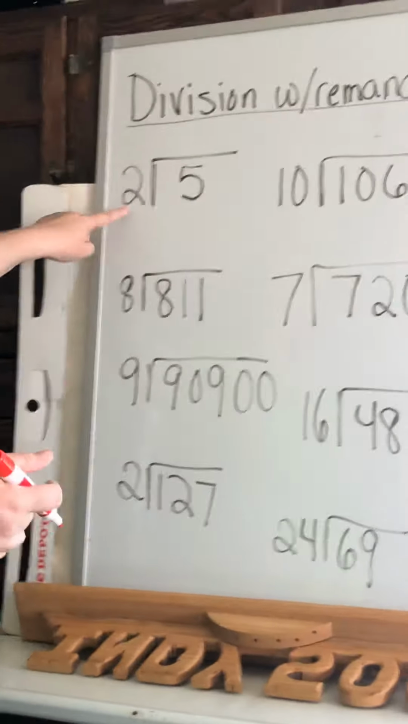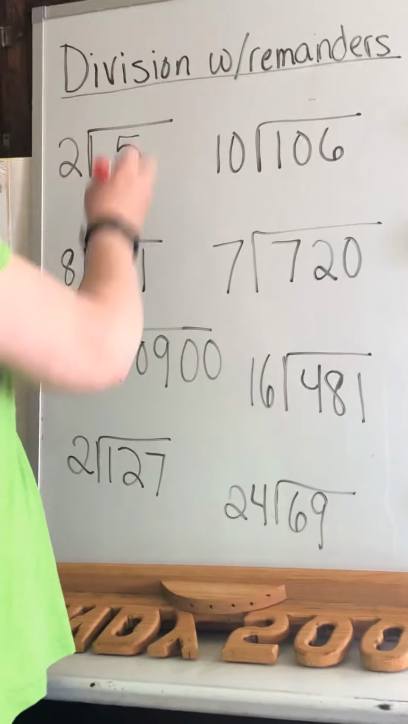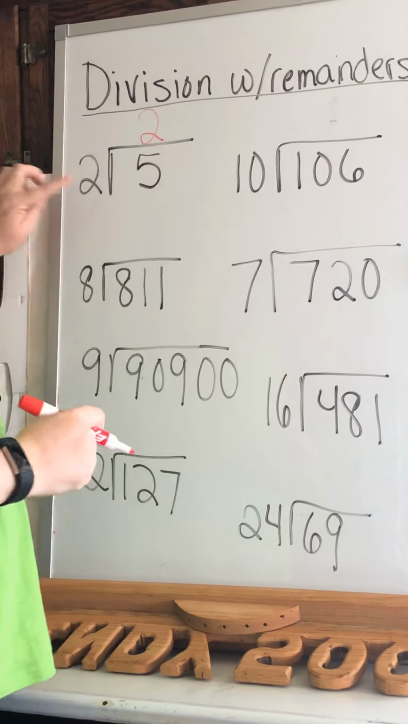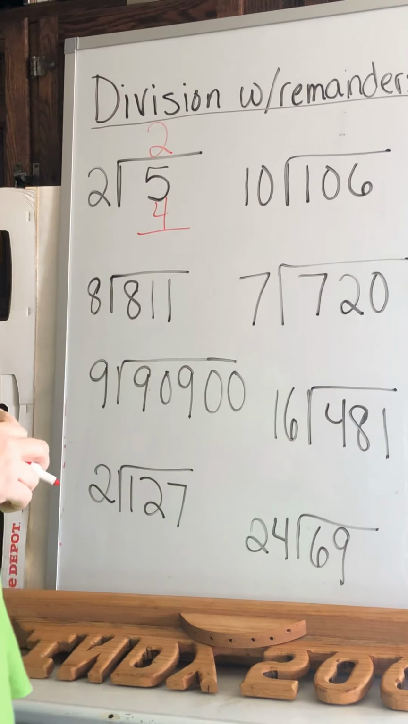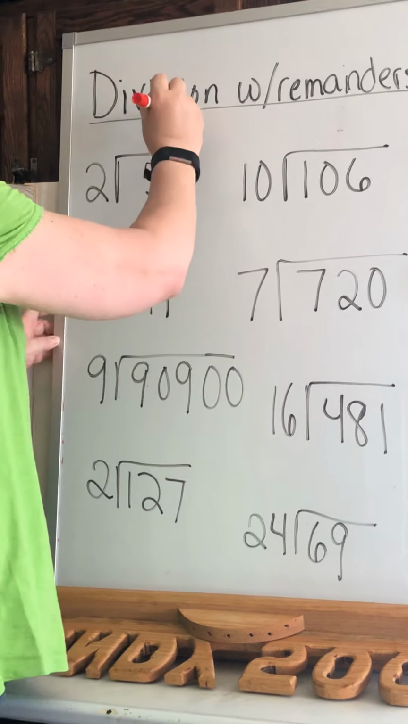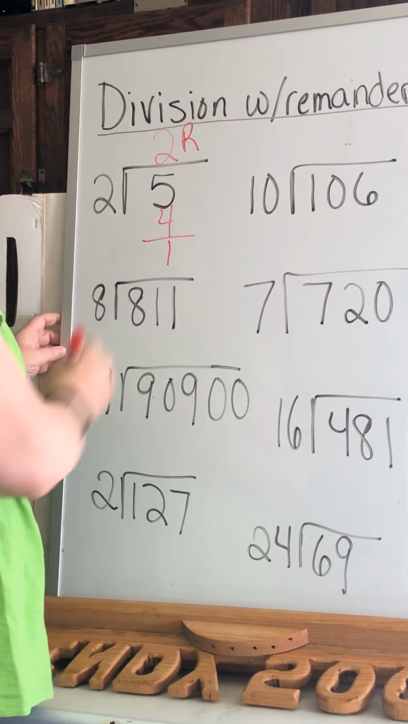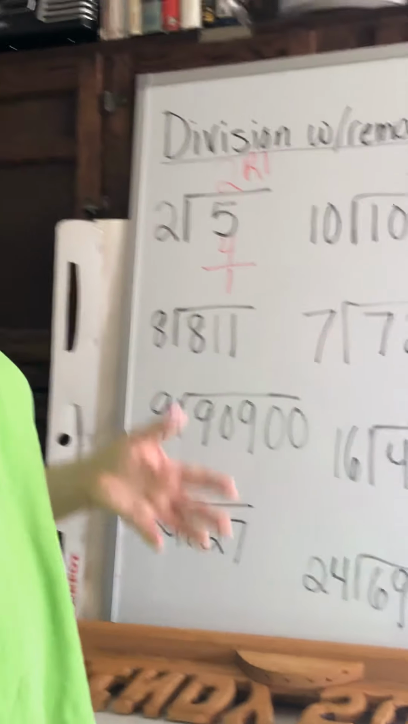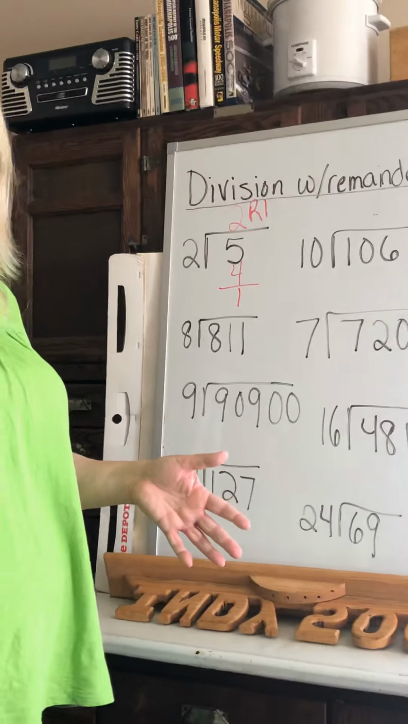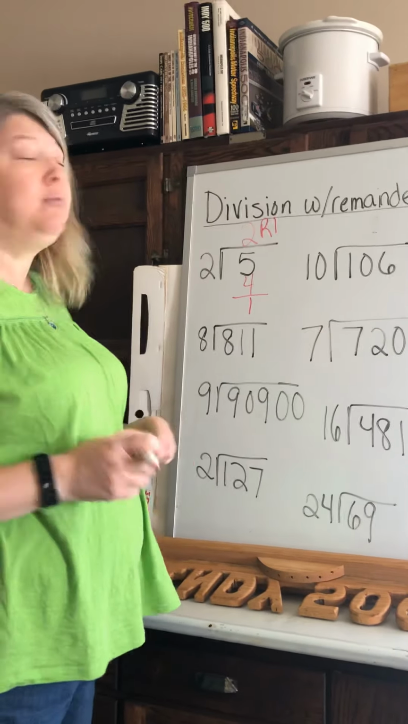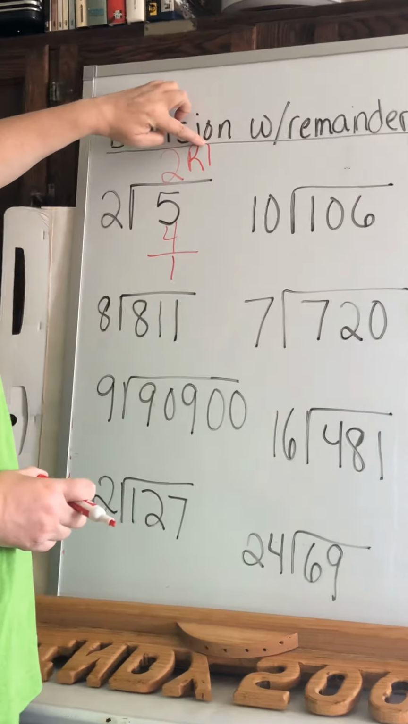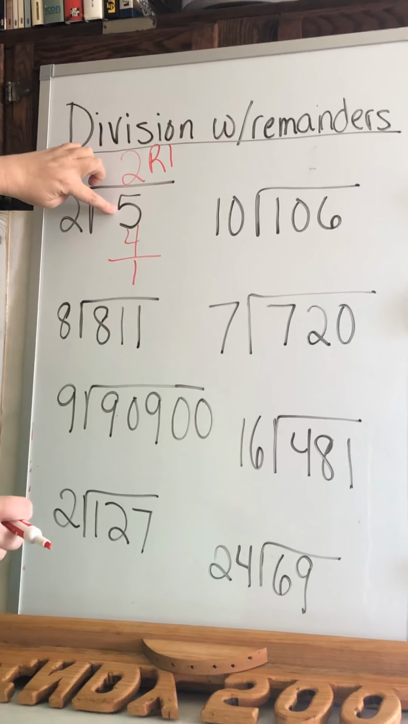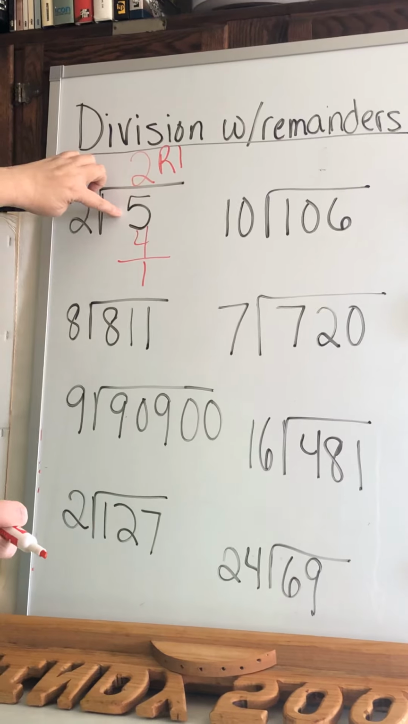All right, so 2 divided into 5. 2 can go into 5 twice. 2 times 2 is 4. 5 minus 4 is 1. So you're going to put the R, capital R, up here with the 1. Now, you can check your answers also when it comes to division, okay? All you have to do is do this. 2 times 2 is 4, plus 1 is 5. So it should match what's in the middle of the box, okay?